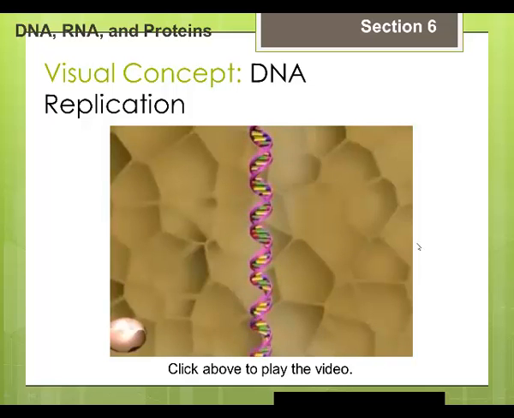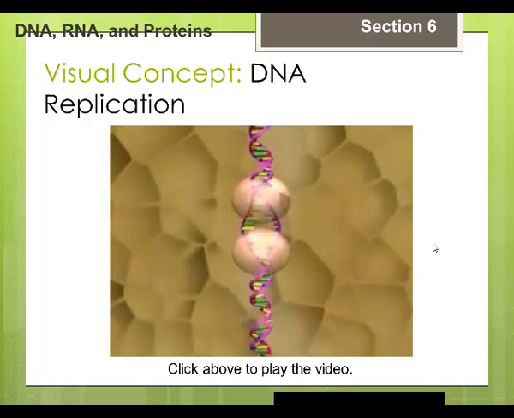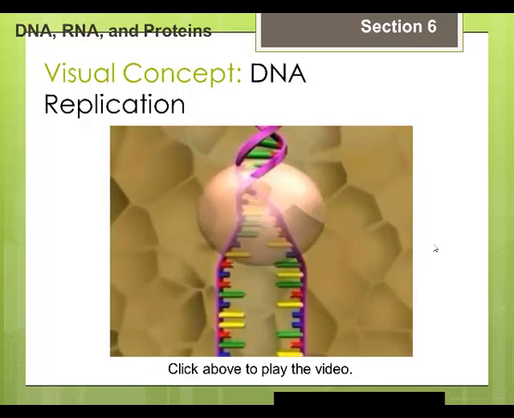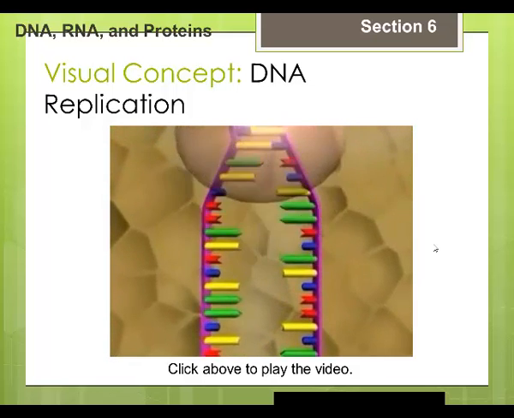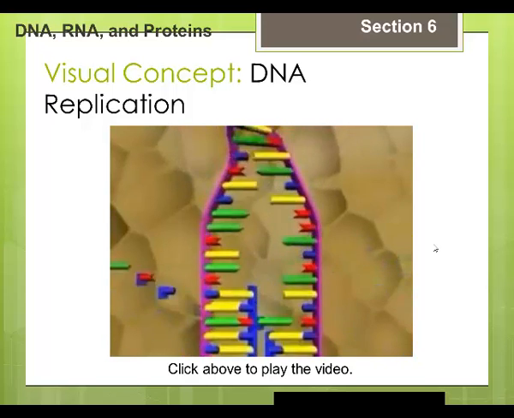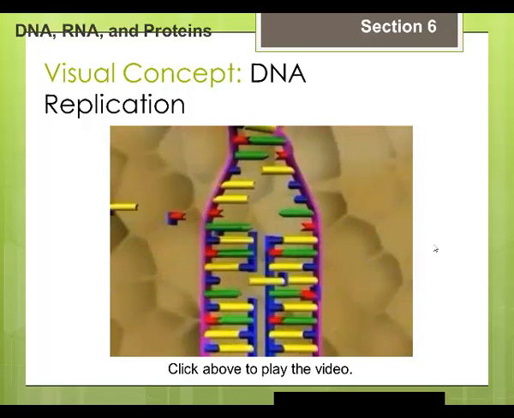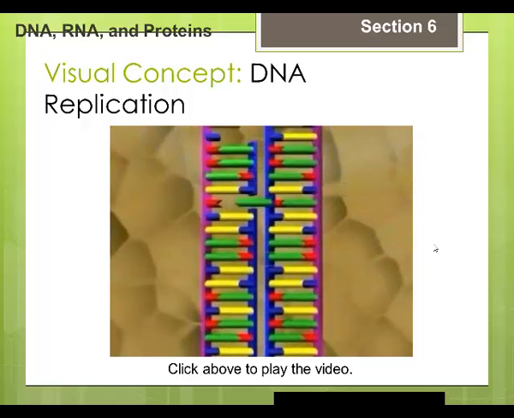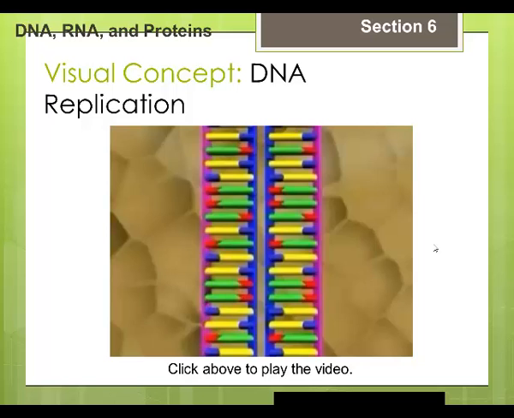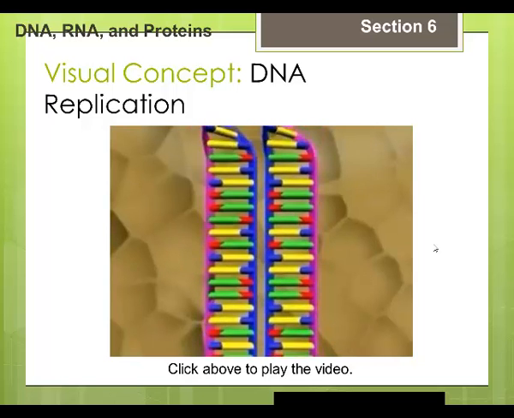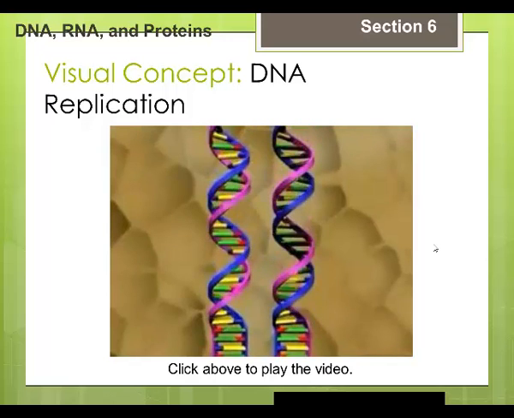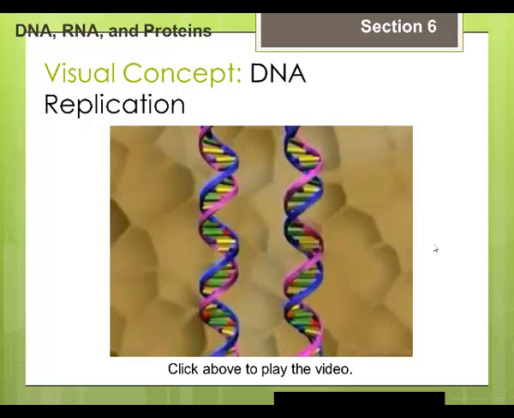DNA replication begins when enzymes called helicases unwind the DNA into two separate strands. Next, enzymes called DNA polymerases move along the separated chains, assembling new chains using complementary nucleotides. The result of replication is two identical DNA molecules, each made up of an original strand and a new strand.